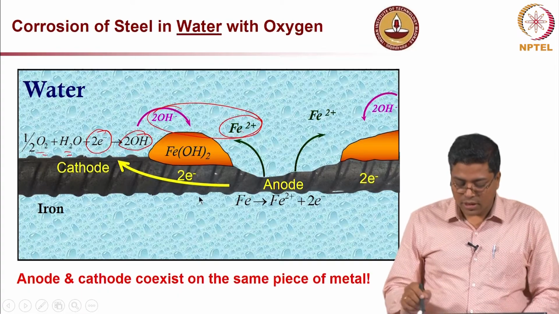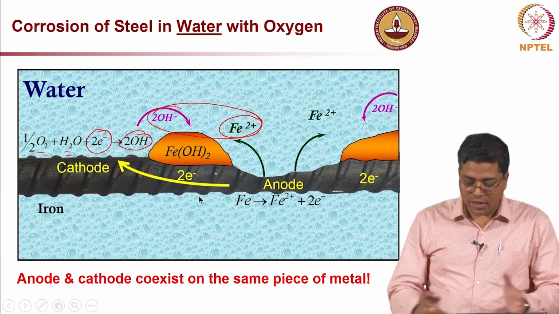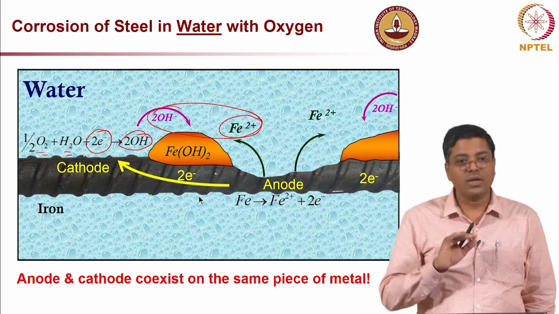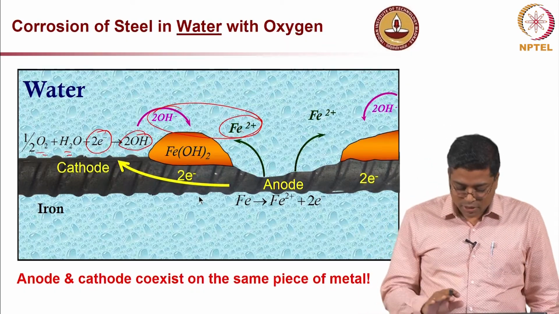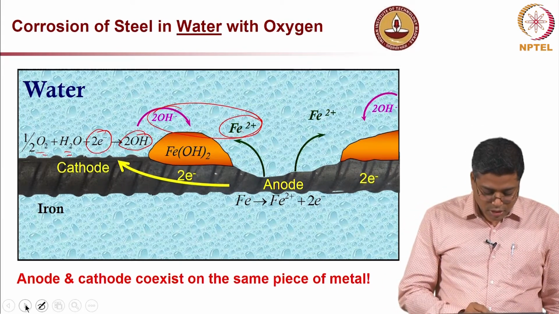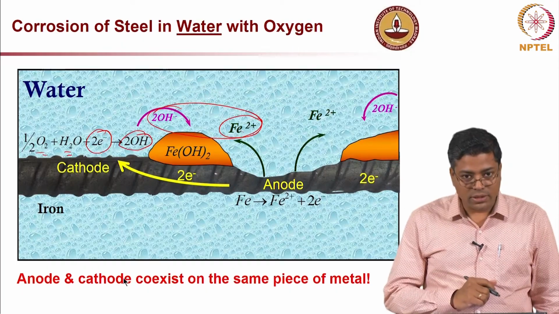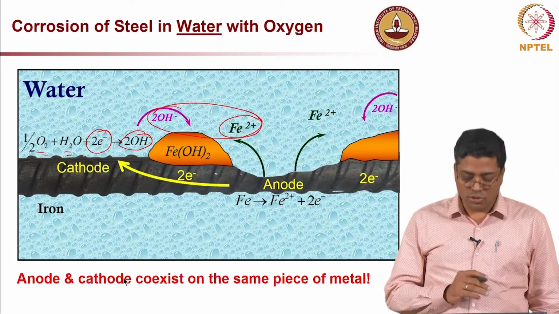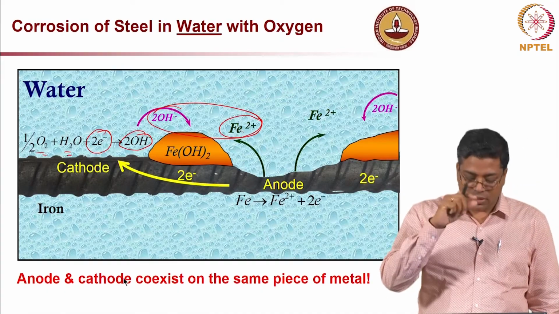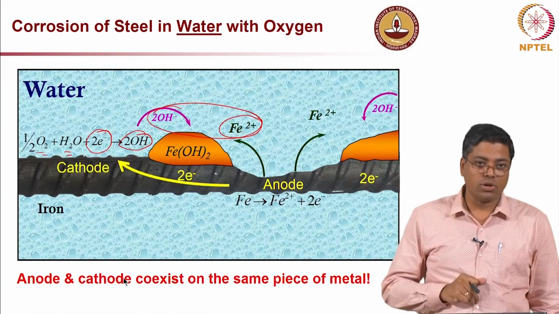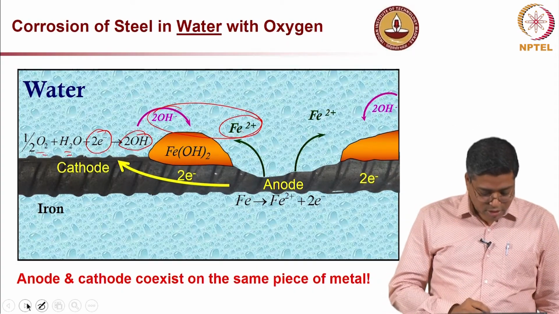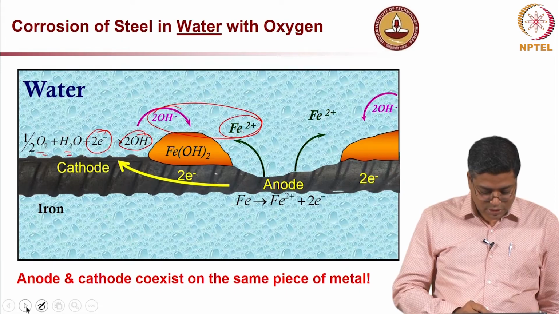Even though in this picture it is very large in scale, actually this can happen right at the scale of a millimeter or even smaller, but for demonstration purposes we are showing it like this. Now, anode and cathode can coexist in the same piece of metal, because even if you put one rebar or one steel piece into water or concrete, it can actually corrode. So, that means both anode and cathode can exist on the same steel.